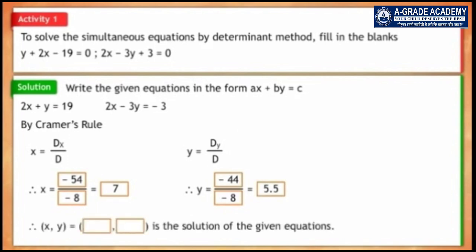Therefore, (x, y) is equal to (7, 5.5) is the solution of the given equation. Activity number 2. Complete the following activity.